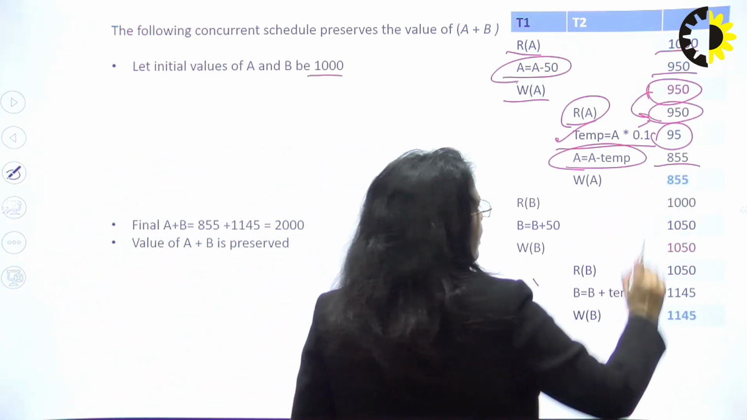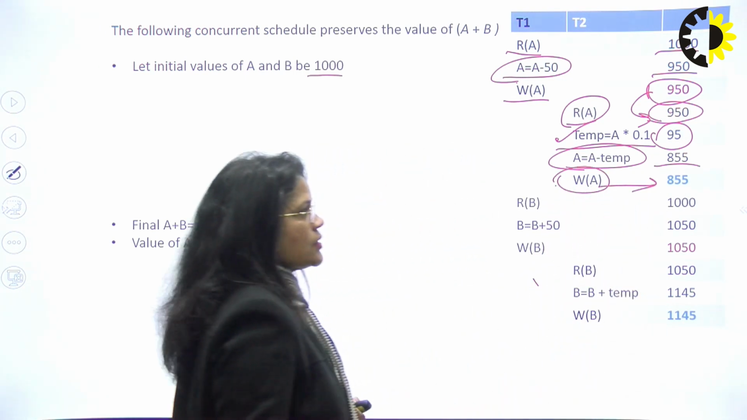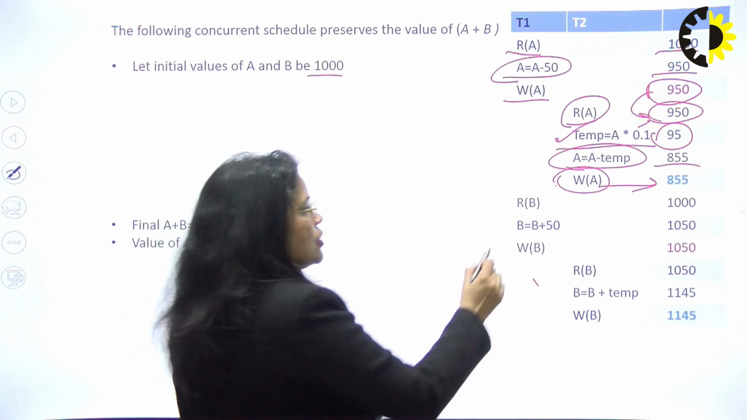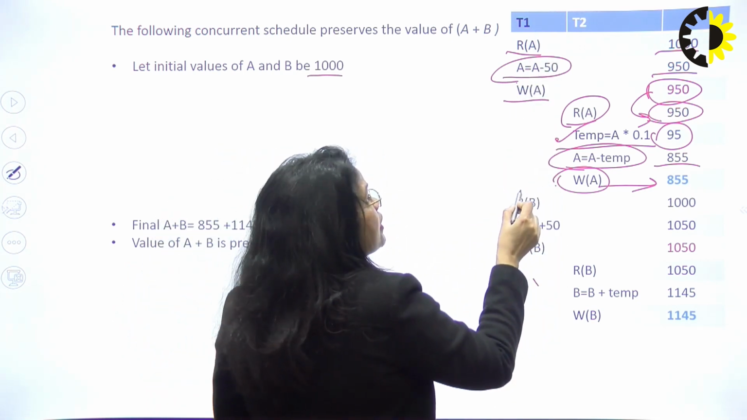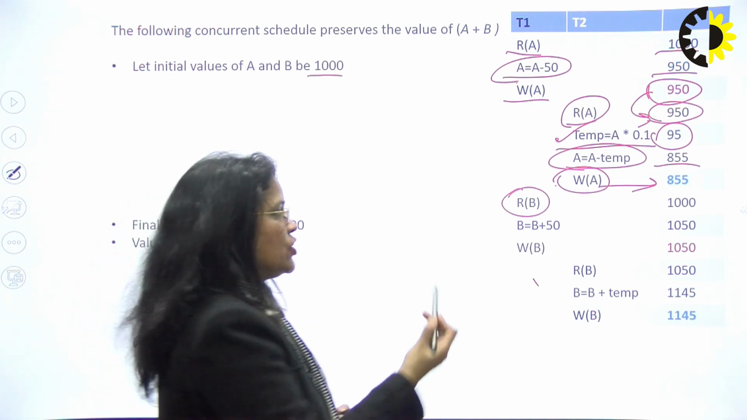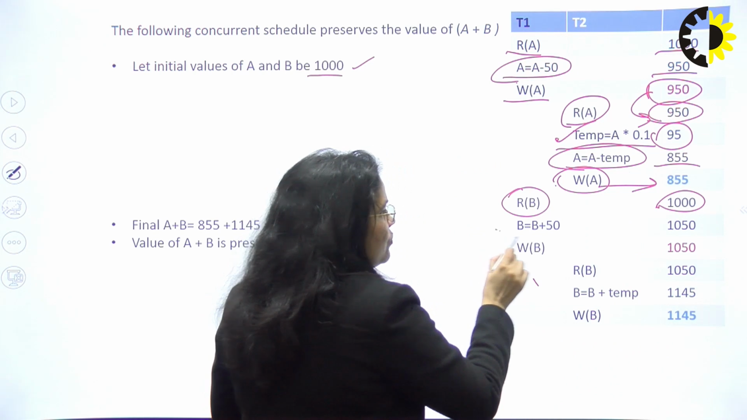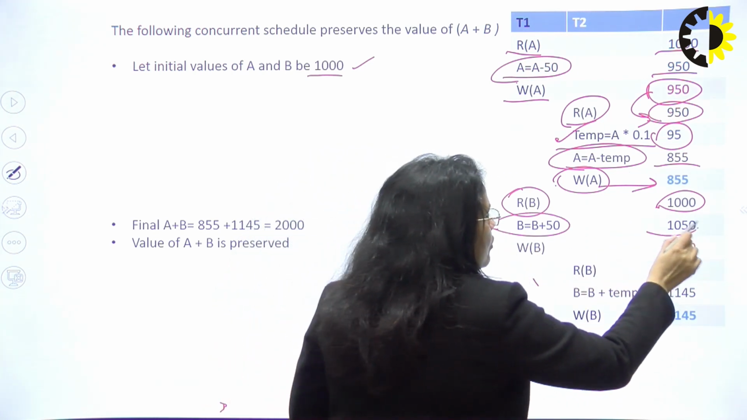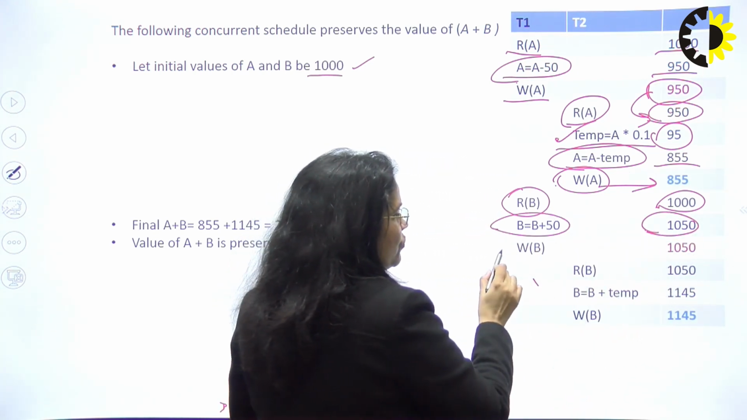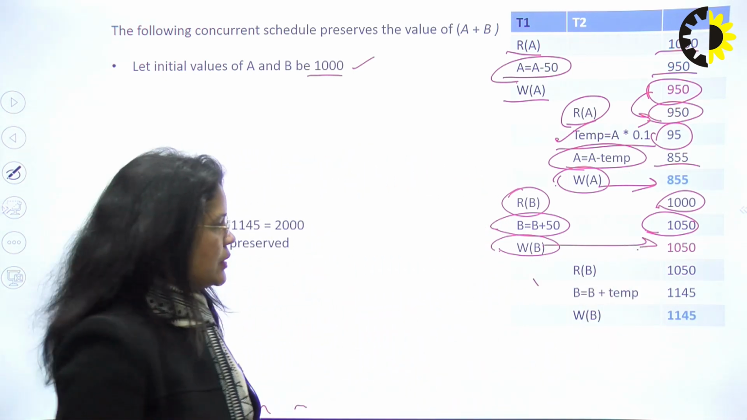So this is 855. Then if we want to write this, that will be written as 855, right? So again T1 is reading this account B. What is the value of that? Initial value is 1000, as we have said. So here it is 1000. If we are adding 50, then it will be 1050. If we are writing this, that has been written here on the database, right?